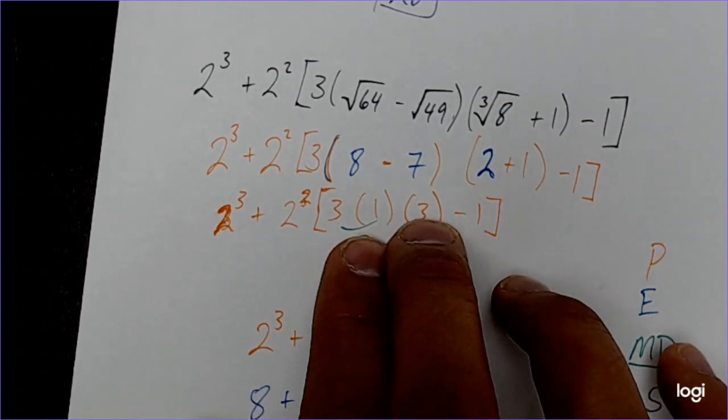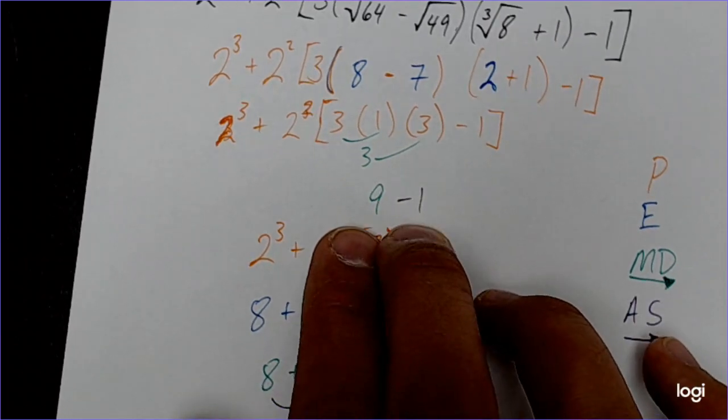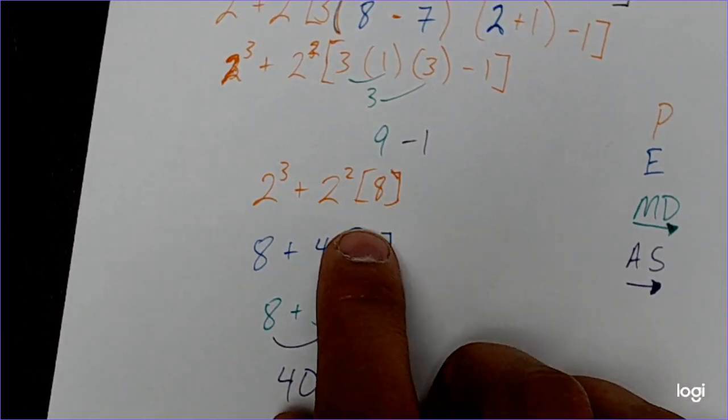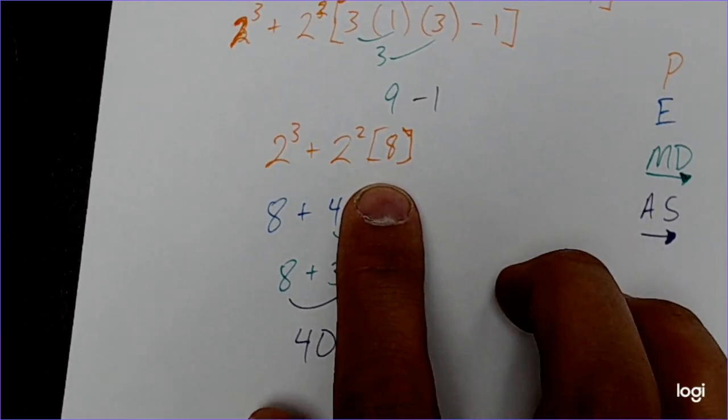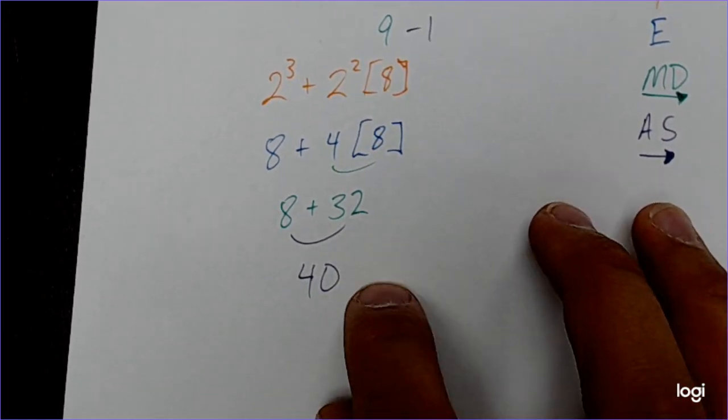Once I simplified the addition and subtraction, now I had to deal with the bracket. To deal with the bracket, I had to do multiplication, then addition and subtraction, and I finally got my parentheses down to one number. Then I went through the rest of the list: exponents, multiplication, addition, subtraction.